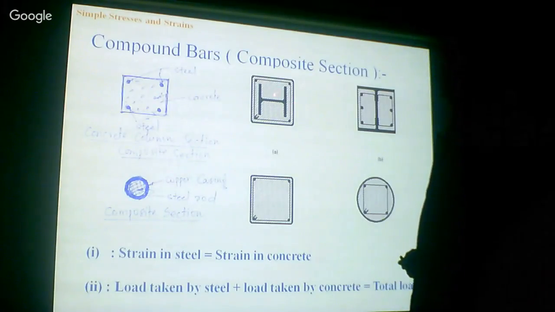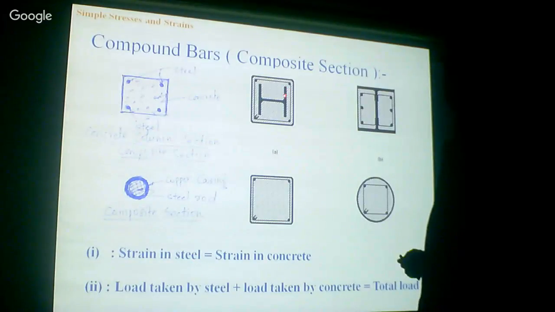An RCC column consists of steel reinforcement and concrete, so two materials. There are two principles here that one should remember. If you know these two principles, we can solve any kind of problems, any combination.